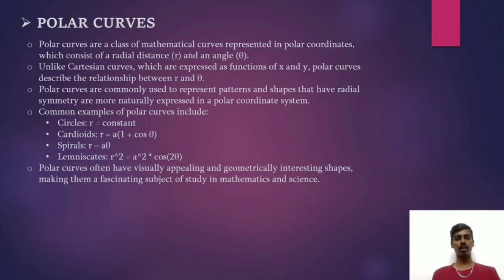Common examples of polar curves include circles, r is equal to a constant; cardioids, r is equal to a into (1 plus cos theta); spirals, r is equal to a into theta; and lemniscates, r squared is equal to a squared cos 2 theta. Polar curves often have visually appealing and geometrically interesting shapes, making them a fascinating subject of study in mathematics.